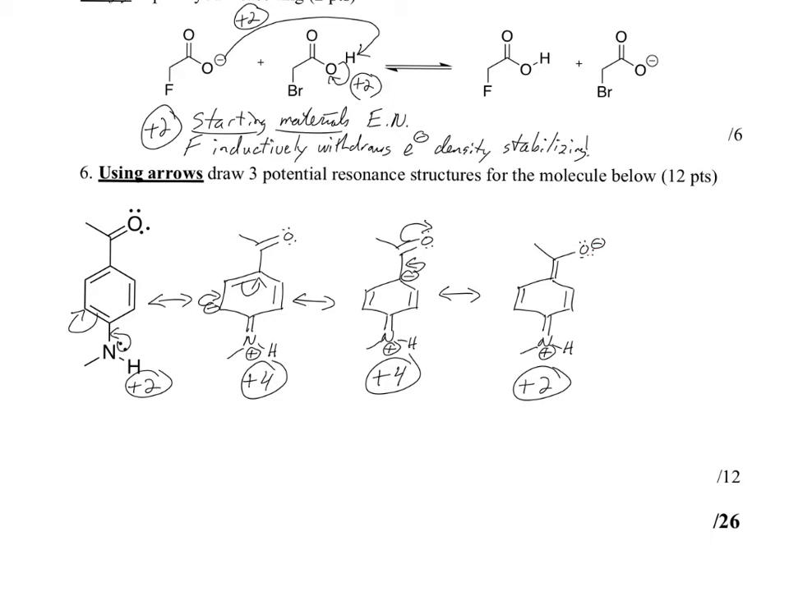This is one way you could do it. There's other ones you could do. This is just one possible way to do it. But make sure you have 3 of them, 1, 2, 3. Right? Balance your charges, have your arrows, all that good stuff.